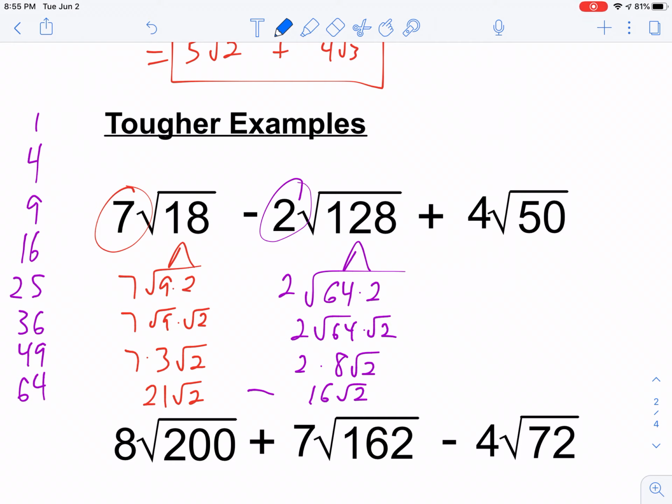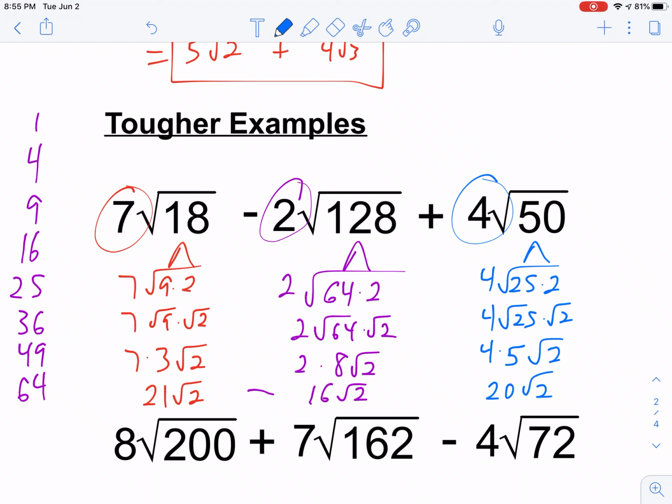Final one. 4 root 50. Well, we did root 50 above. 50 was 25 times 2. Square root of 25 times square root of 2 is 5 root 2. We have this 4 in front. So 4 times 5 is 20 root 2. And we have a plus sign.